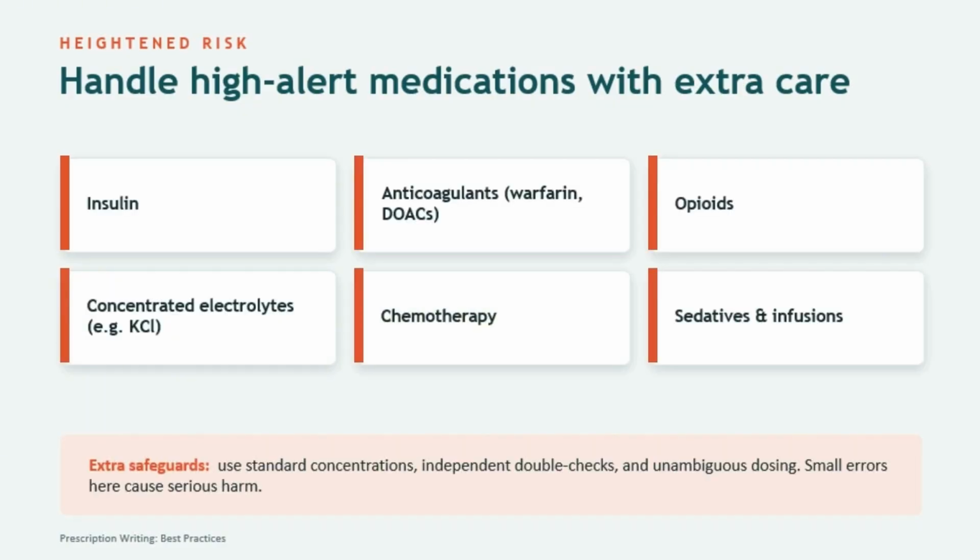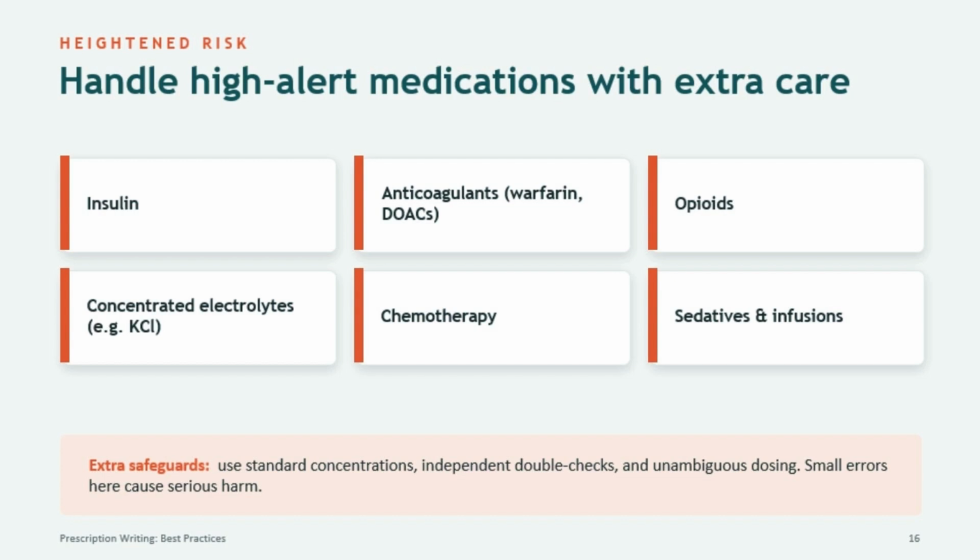Some medications carry a heightened risk of serious harm, and they deserve extra respect. Insulin. Anticoagulants like warfarin and the dose. Opioids. Concentrated electrolytes such as potassium chloride. Chemotherapy and sedatives and infusions. With these, small errors cause serious harm, so build in extra safeguards.